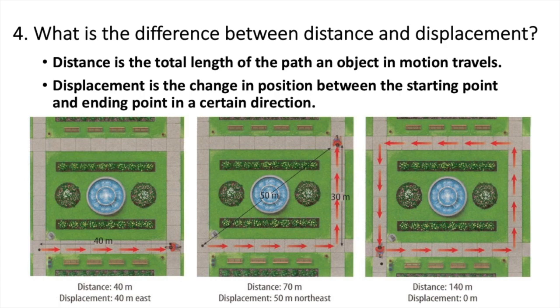Their displacement, however, is the straight line from the beginning point to the ending point, which you can see is 50 meters across the center. So, distance, the total length of motion. Displacement is the change in position in a straight line from the starting point to the ending point. If they walk all the way around the park and come back to where they started, their displacement will be zero, even though they have walked a distance of 140 meters.